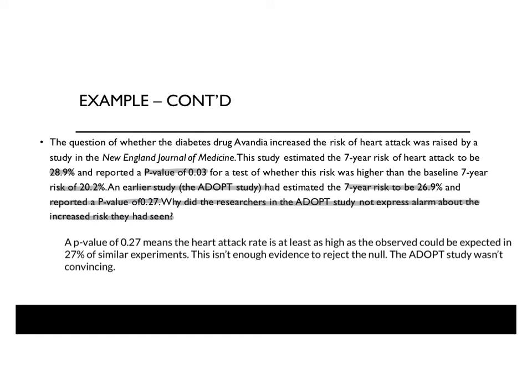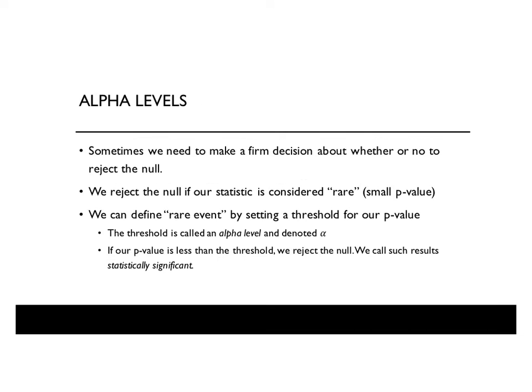So in this example, we have a p-value of 0.27. It means a heart attack rate at least as high as the observed could be expected in 27% of similar experiments. This isn't enough evidence to reject the null. The ADOPT study was not convincing.